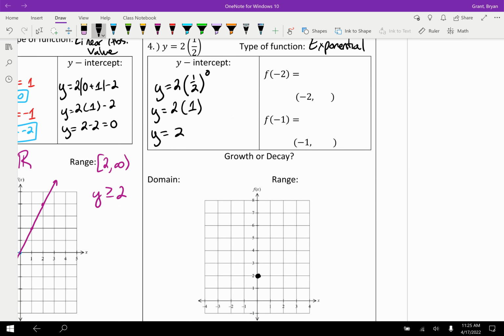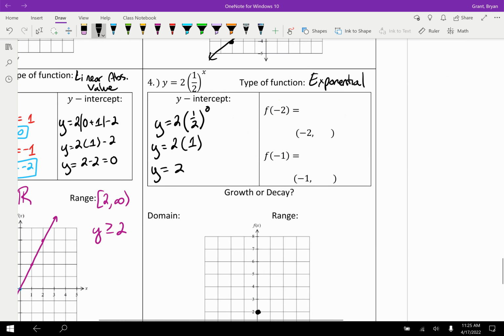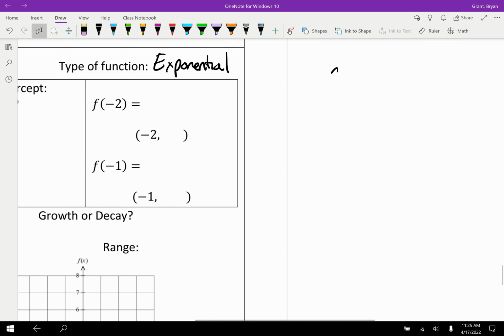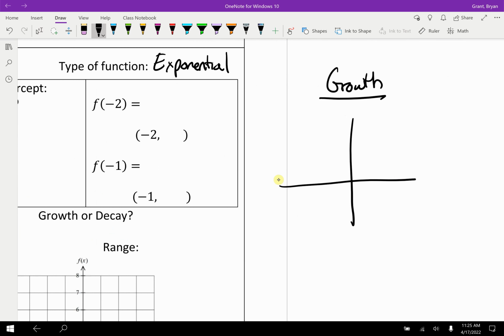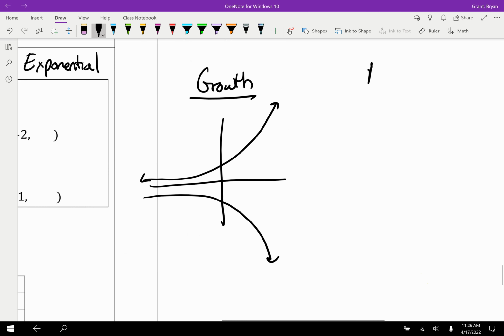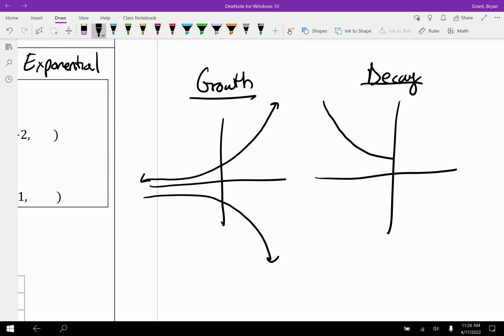Now, before I do these last couple numbers, I wanted to remind you of growth and decay. The growth and decay of an exponential function tells us the shape. If you have something that is growth, you have two options here. Either it will grow above the x-axis, or it will grow below the x-axis. Those are both growth. If you have something that is decay, the decay, of course, will do the opposite. You can either decay to the x-axis from above it, or decay to the x-axis from below.